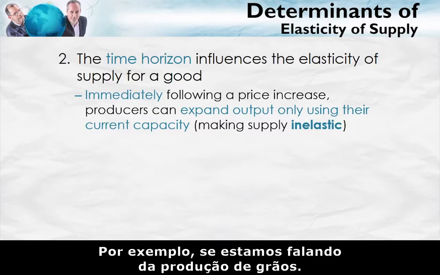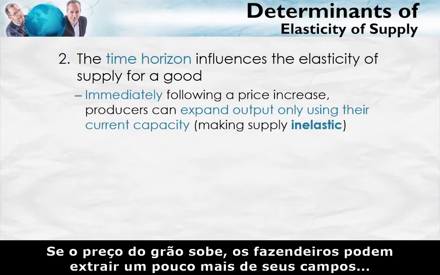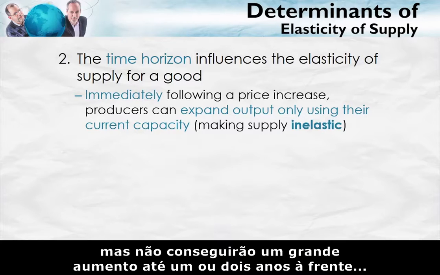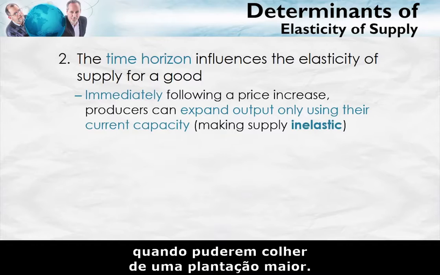So for example, if we're talking about grain production, if the price of grain goes up, well, farmers can get a little bit more grain out of their fields by threshing, by going over the fields more carefully, but they're not going to get a lot more until a year or two down the line, until after they've had a chance to plant more acres of grain.